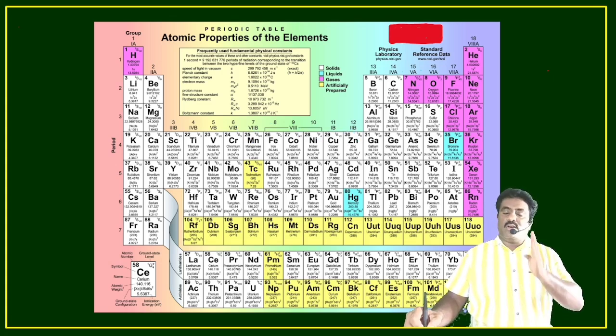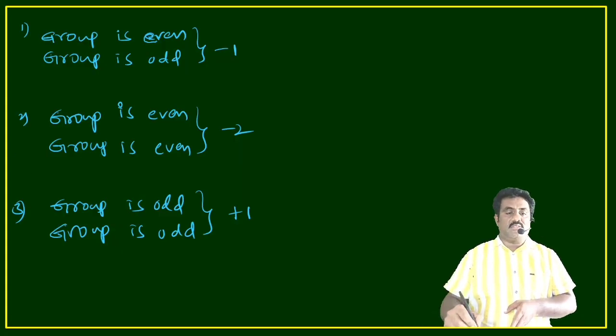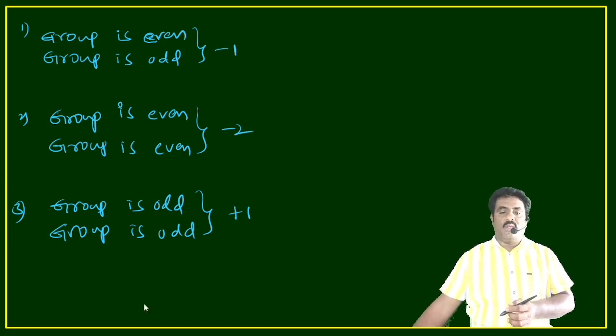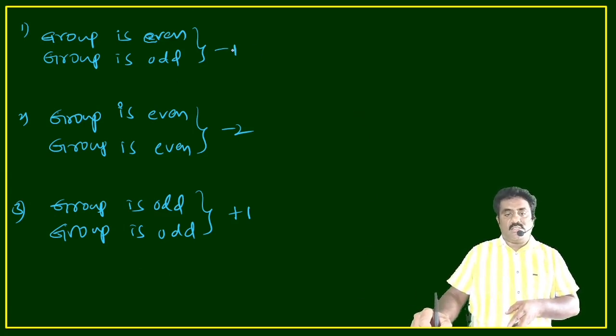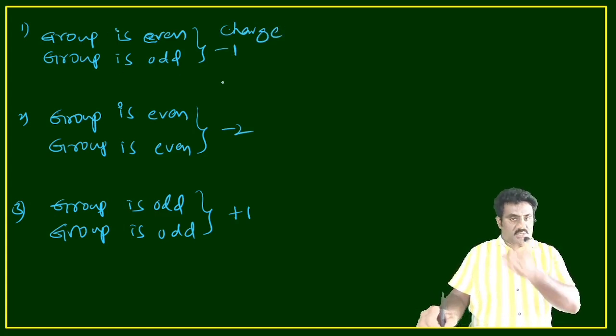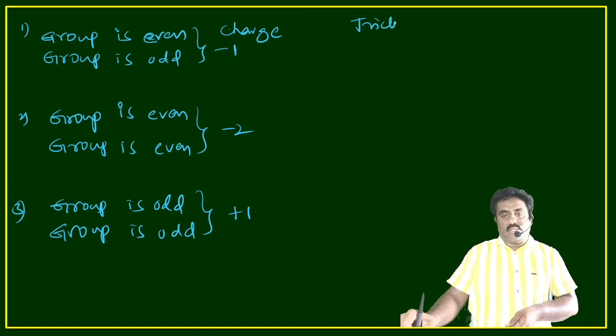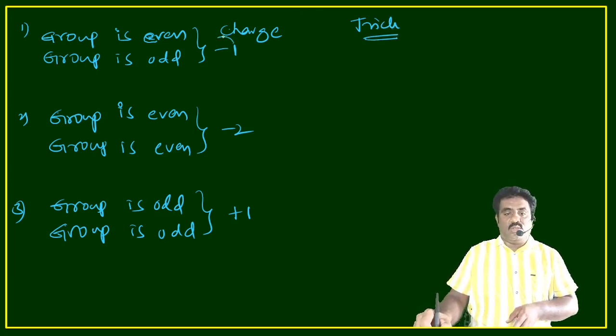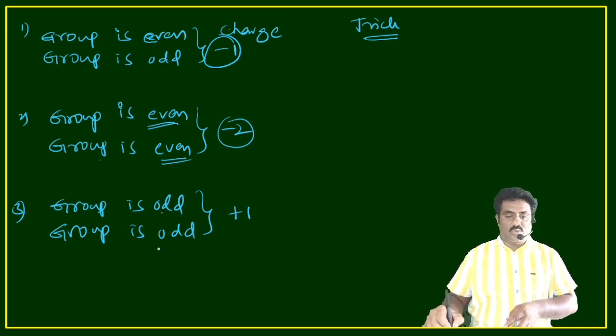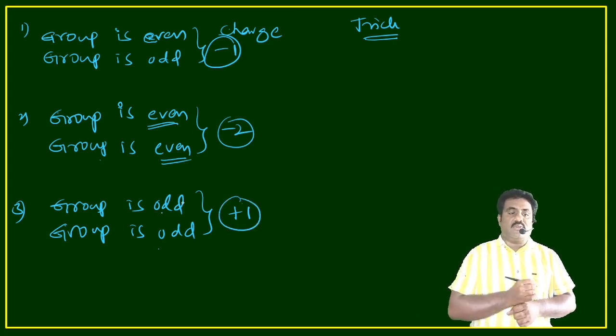Have a look at the trick. If the group is even and the group is odd, the charge is -1. If the group is even and even, the charge is -2. If the group is odd and odd, the charge is +1. Remember this trick.